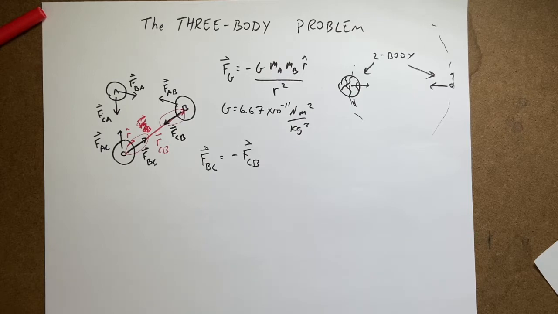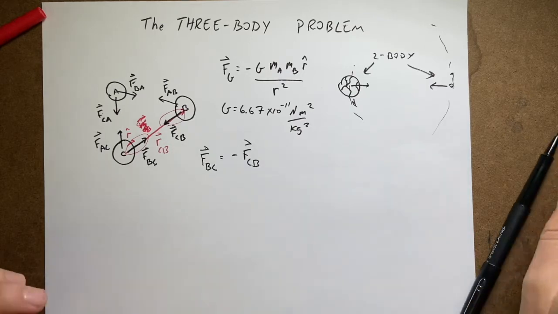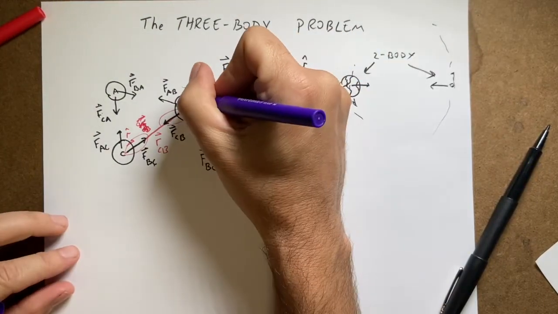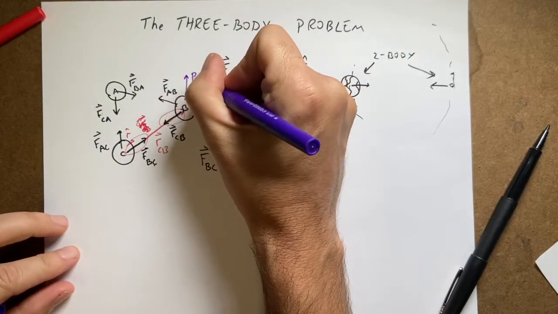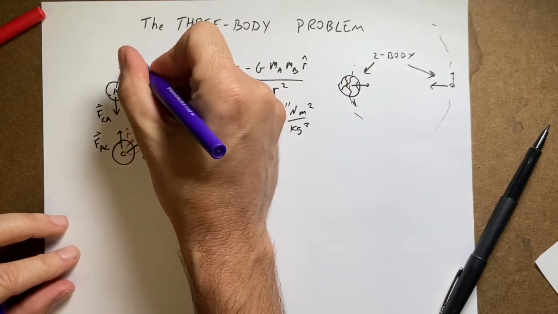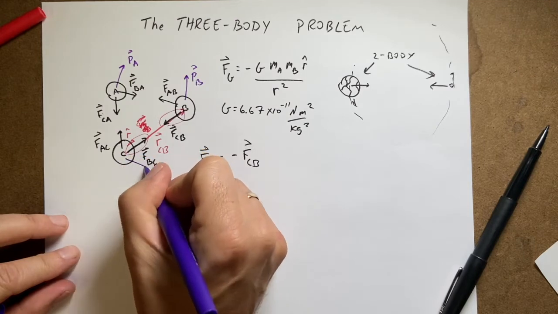Now there is one other thing I need here, and that is the momentum of the objects. So let's just say at this instant I have P_B, I'm making up these values, P_A, and then P_C.